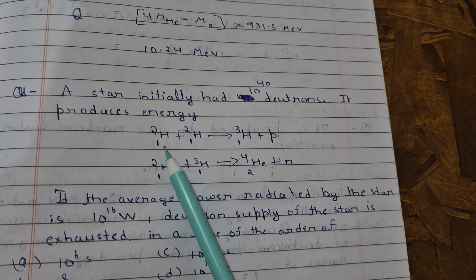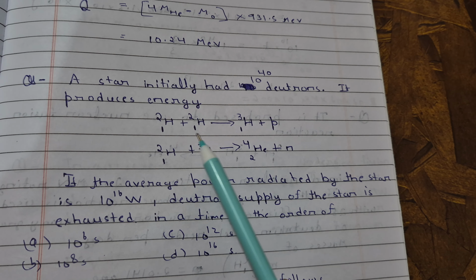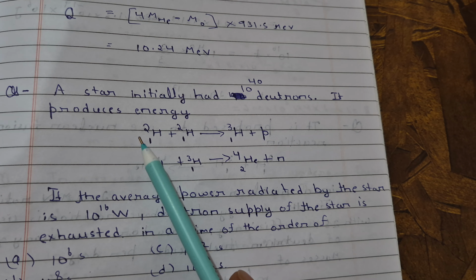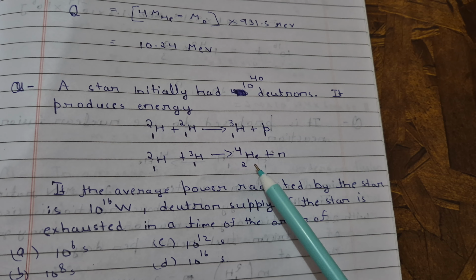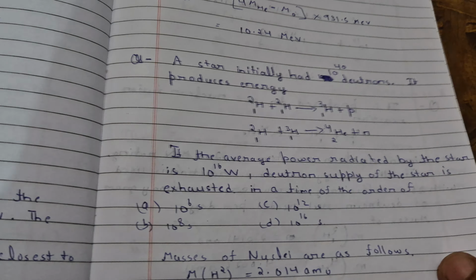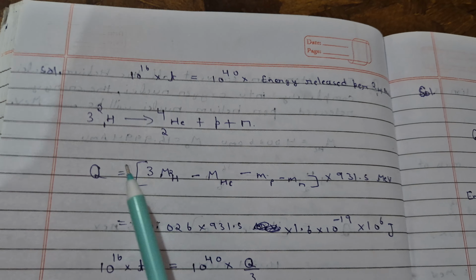So let's first find the energy released by 1 deuteron in this particular reaction. We'll just add these two equations, so the 3H1 will cancel out and you will get 3 multiplied by 2H1 equal to 4He2 plus P plus N, and these masses are given for the deuteron, proton and neutron. So you will get this reaction as I told you.